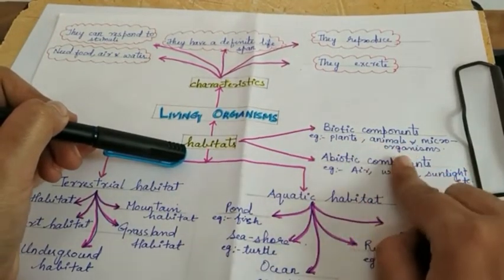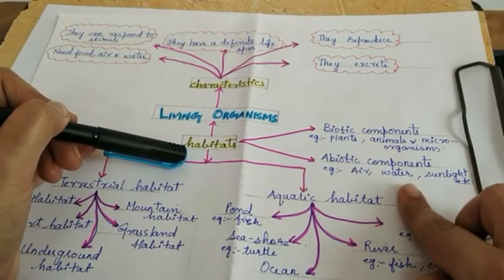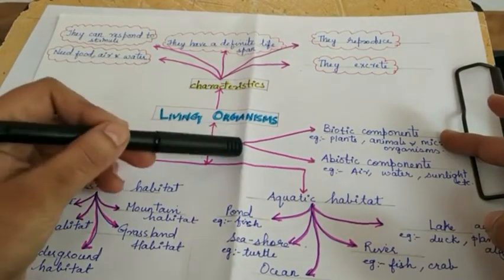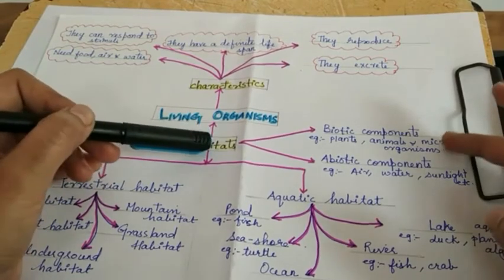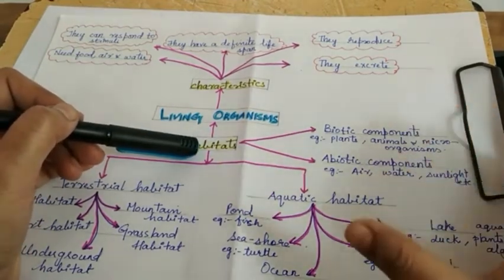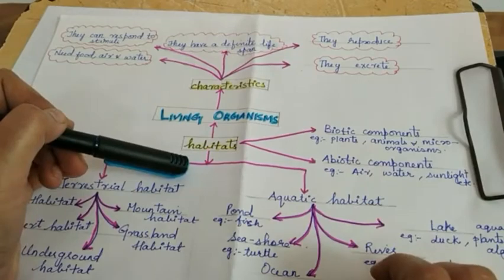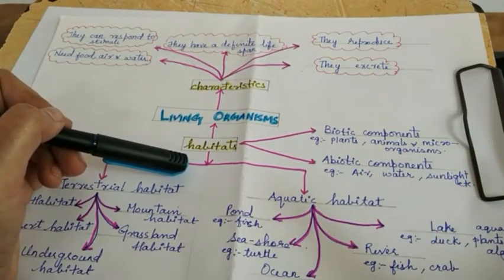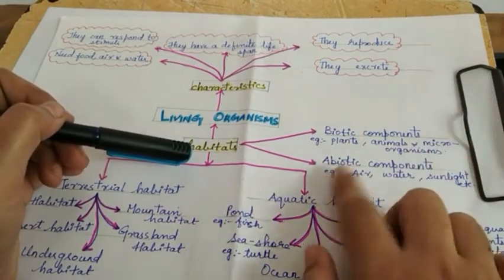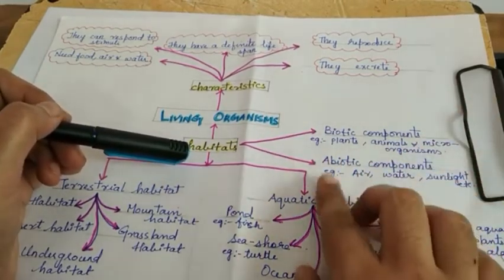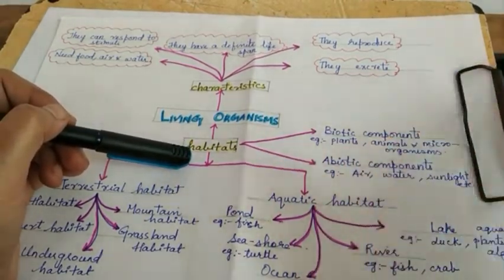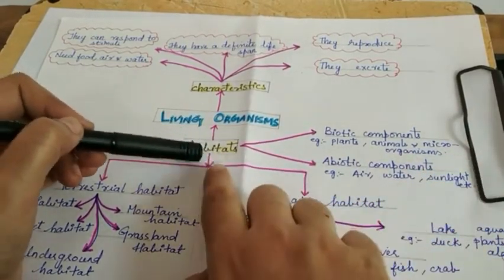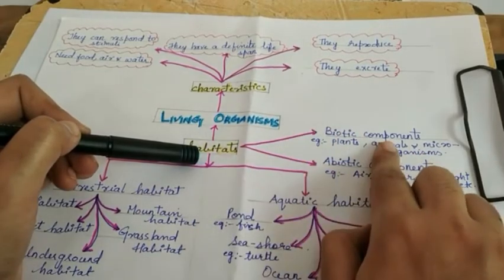One is the biotic component and the second is the abiotic component. Now, what is the biotic component? In a place where living organisms live, which living organisms are found? For example, let us consider a forest. Which are the biotic components of a forest? A forest will have animals, plants and all microorganisms. These living organisms found in a particular habitat are called its biotic components.